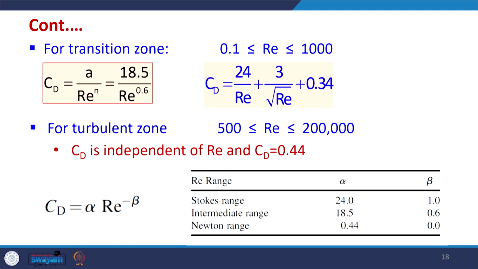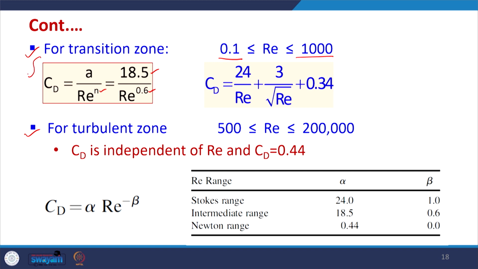Now, we have a transition zone also and a turbulent zone also. In the transition zone various equations have been given, and this transition zone can be taken from 0.1 Reynolds number up to 1000. There are different types of equations, and one of them is C D is equal to A by R e raised to n, where generally A is taken as 18.5 and the n value is taken as 0.6.